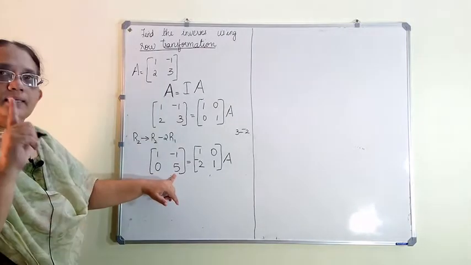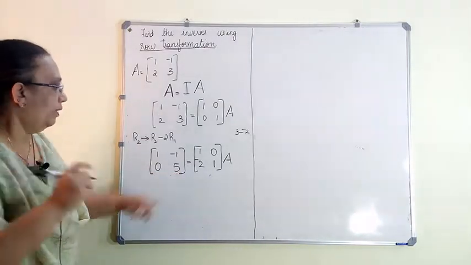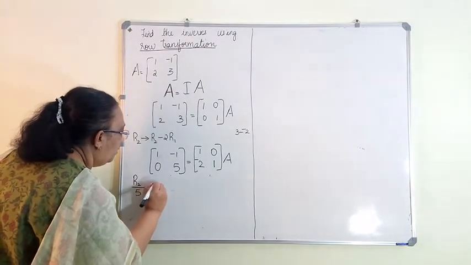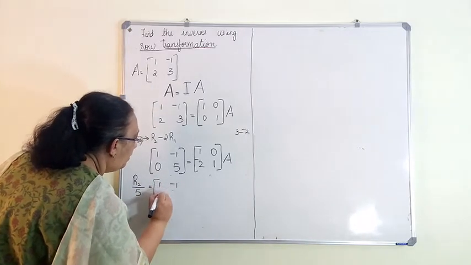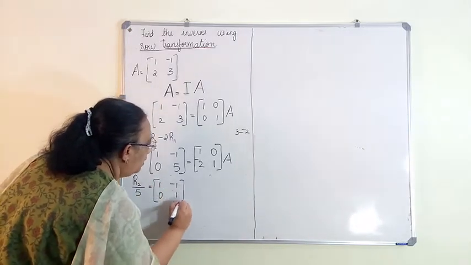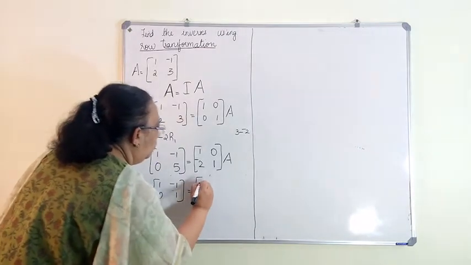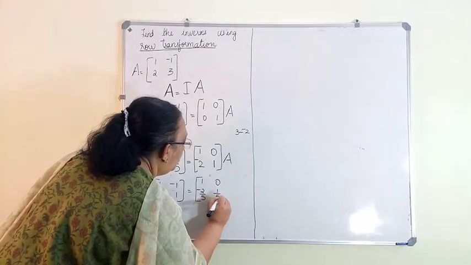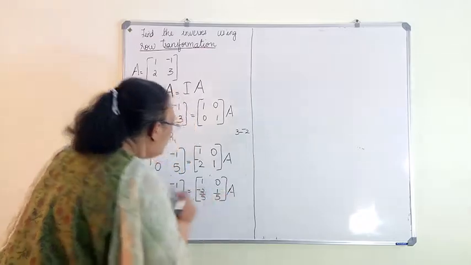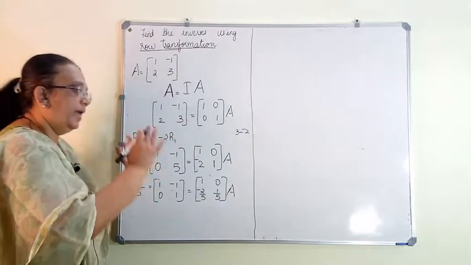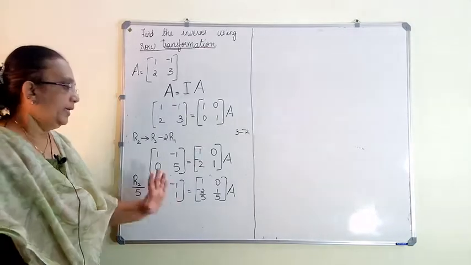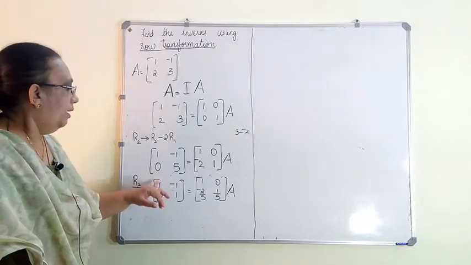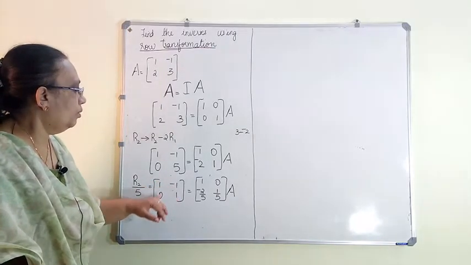Now this one you have to make it as 1. Here you have 5. So what will I do? R2 divided by 5 is equal to 1, minus 1, 0, 1 is equal to 1, 0, minus 2 by 5, 1 by 5 into A. Whatever changes you are making on the LHS, the same changes you have to make for RHS, keeping in mind the LHS becomes a matrix of the form 1, 0, 0, 1.